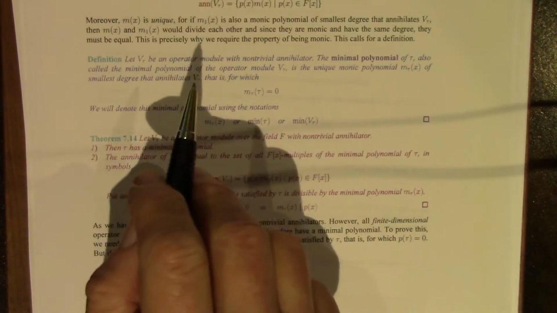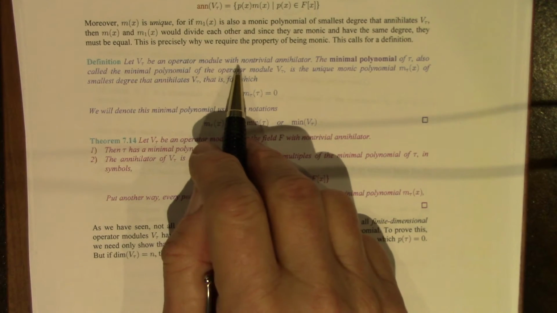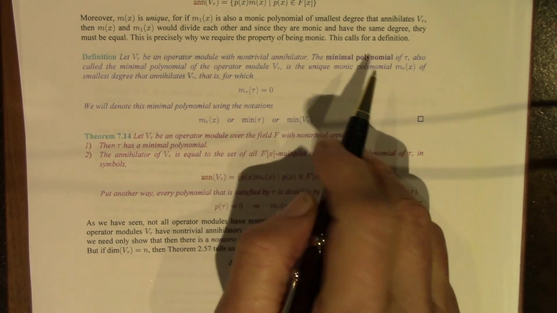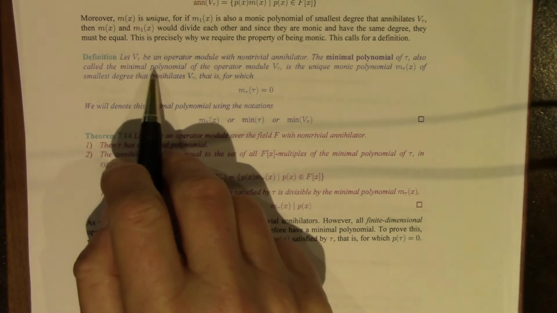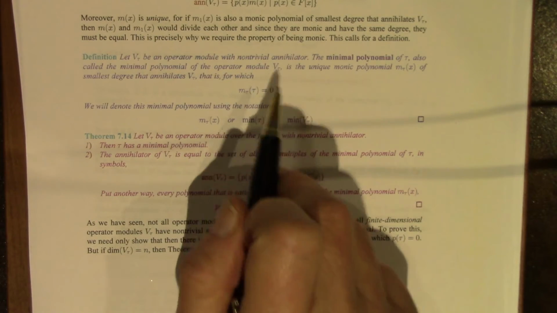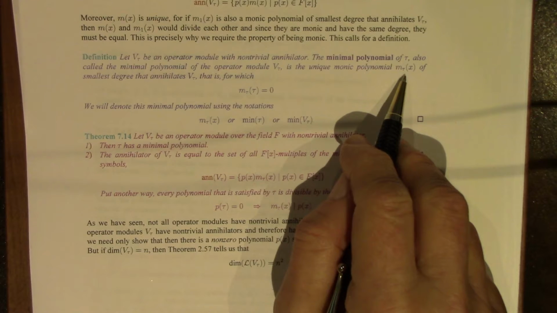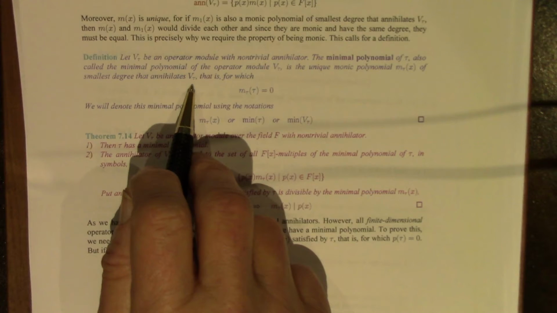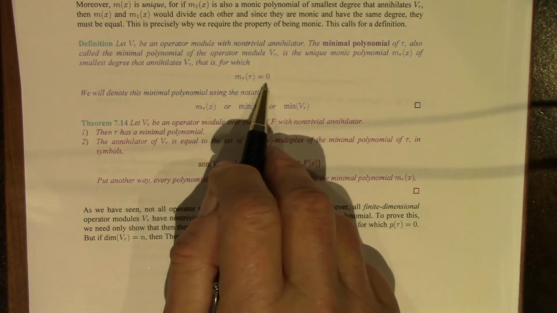Well, all this calls for an important definition. Let V_tau be an operator module with non-trivial annihilator. The minimal polynomial of tau, also called the minimal polynomial of the operator module V_tau, is the unique monic polynomial m_tau(x) of smallest degree that annihilates the operator module, or put another way, that is satisfied by tau.